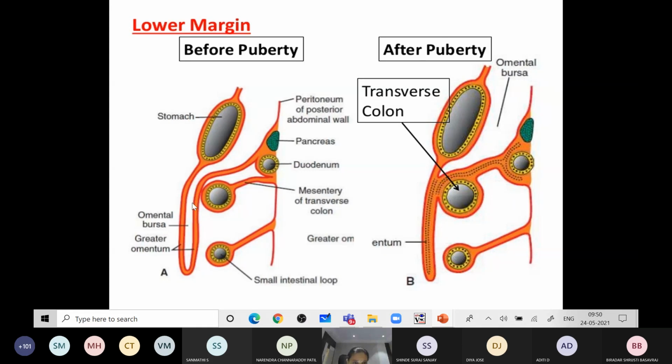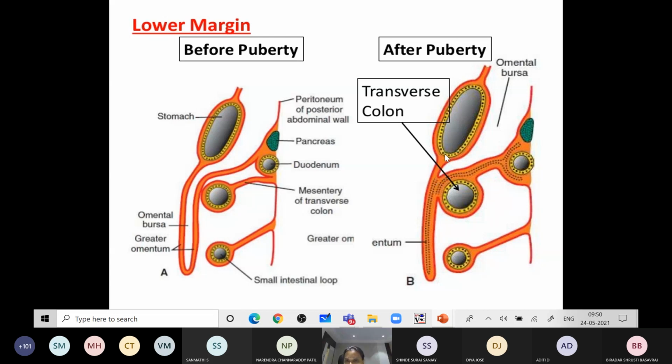So this third layer covers the upper and anterior surface of the transverse colon, reflected as the upper layer of the transverse mesocolon. The fourth layer covers the posterior inferior surface of the transverse colon, reflected as the posterior layer of the transverse mesocolon over the posterior abdominal wall. And the space between the second and third layer is reduced.